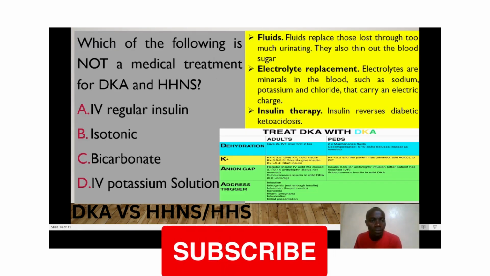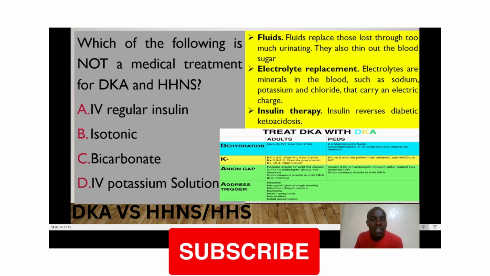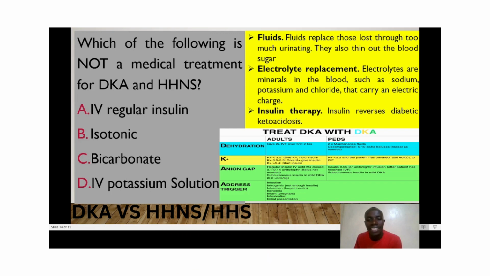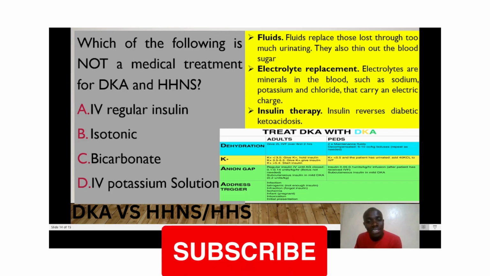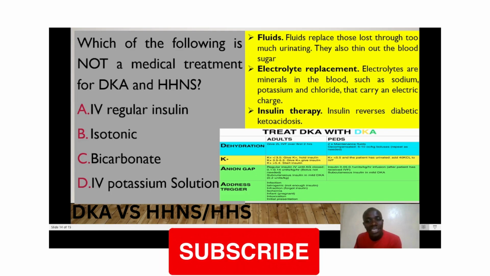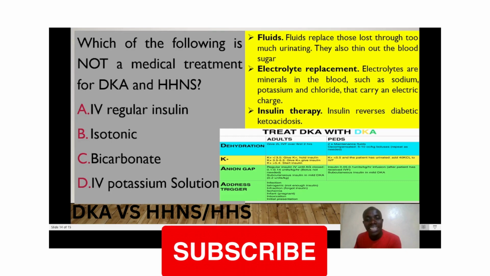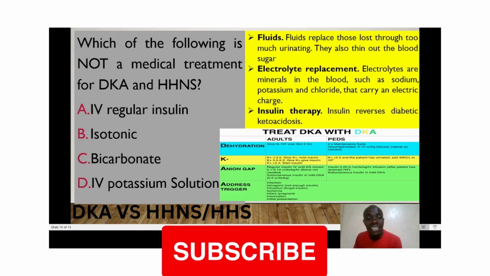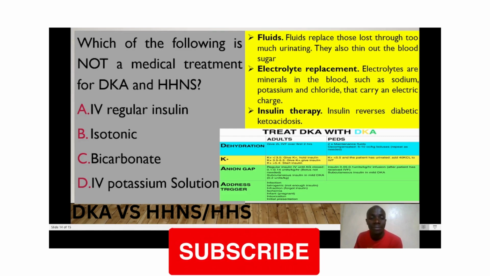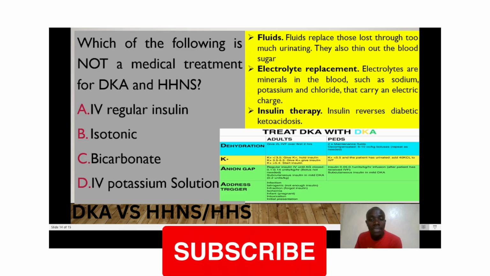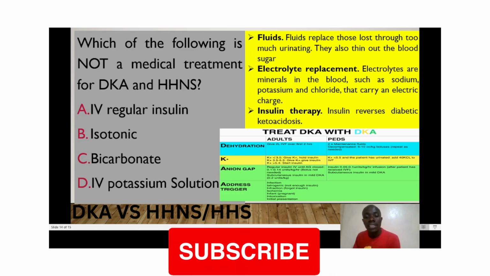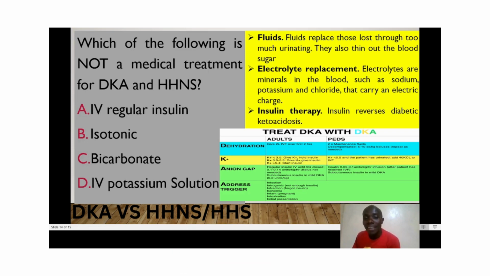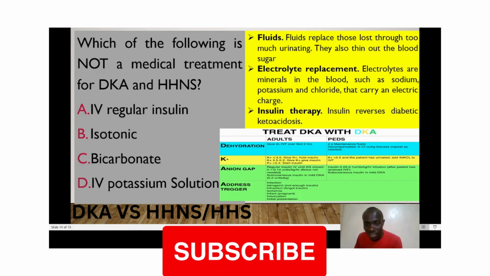What about this one? Which one of the following is not a medical treatment for DKA and HHNS? IV regular insulin? Yeah, we need to push the glucose in blood to cells. Remember, so that the cells can have the glucose, the fuel. Isotonic solution? Yes, these patients are dehydrated, guys. They need IV solution. IV potassium, yes, especially in DKA, where they're experiencing hypokalemia, they need potassium replacement. Guys, bicarbonate should not be in this case.